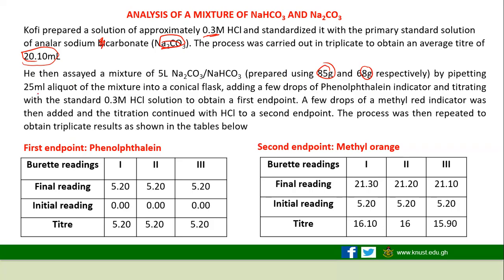And then we pipetted just 25 mLs of the aliquot, right? 25 mLs of the 5 liters in the conical flask. We added a few drops of phenolphthalein, did our titration with the 0.3 molar HCl, had our first endpoint. This is the table for the first endpoint. Then we added a few drops of methyl orange at the first endpoint, and then we continued the titration, right? The titration was continued with the HCl to go to the second endpoint. So this is the second endpoint. Then we repeated the experiment 3 times. So we have 3 different readings, right?